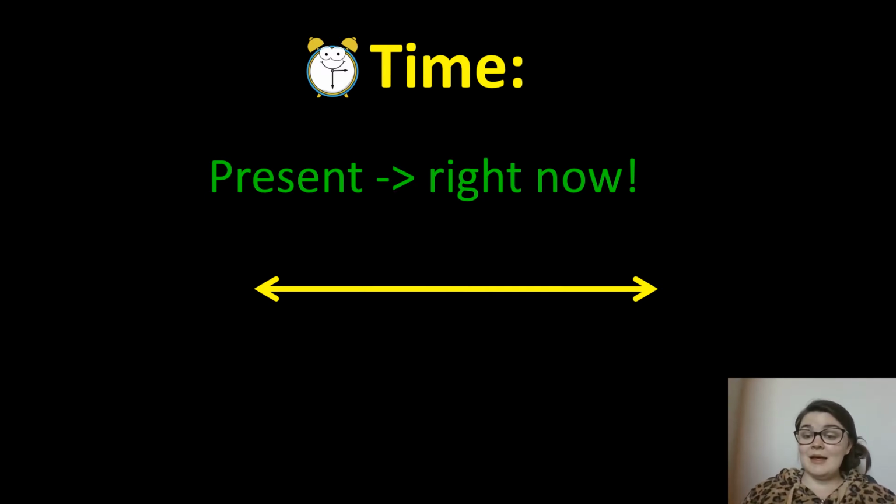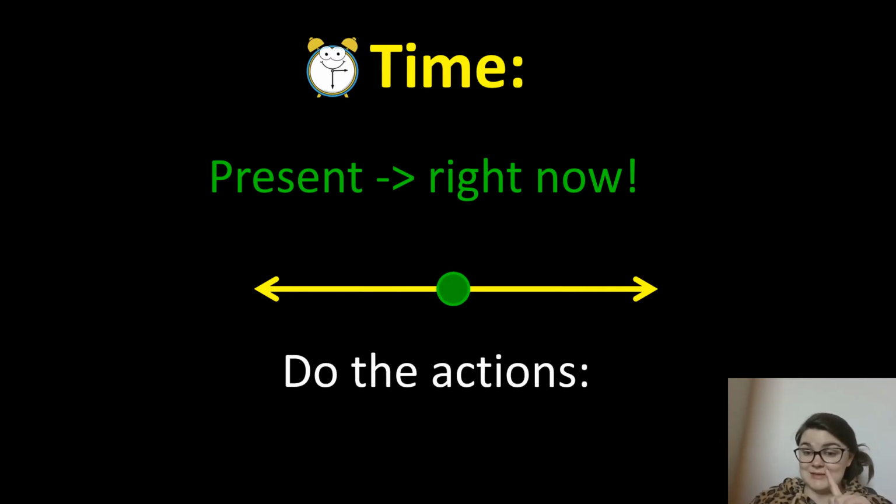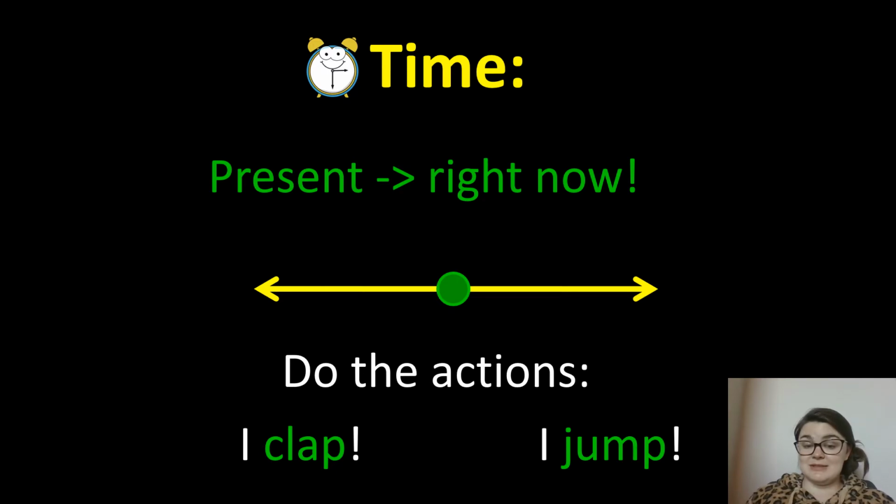Okay? If I laugh about something that happened yesterday, I would say, I laughed at that silly joke because it's something that happened before. So present tense is happening right now, this second. We could do these actions right now in the present tense. I clap. I jump. These are things that I'm doing right now in the present.